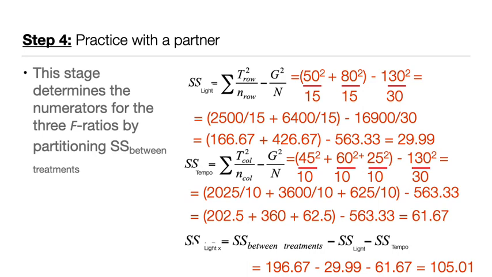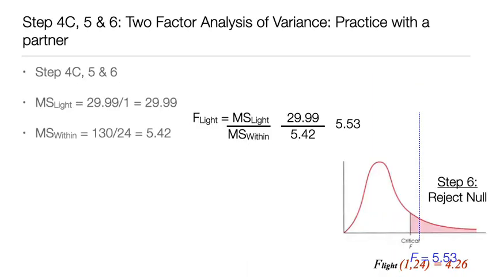We'll subtract that 29.99 and that 61.67, and that gives us 105.1. For the interest of time, I have put step 4C, 5, and 6 all on one slide for each of the 3 F tests. So calculating our mean squared of light, we would take our sums of squared of light, which was 29.99, divided by 1. That gives us a mean squared of light of 29.99.